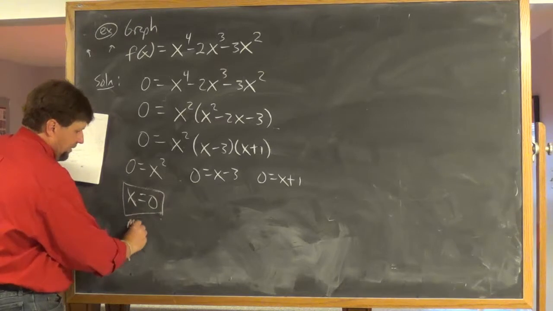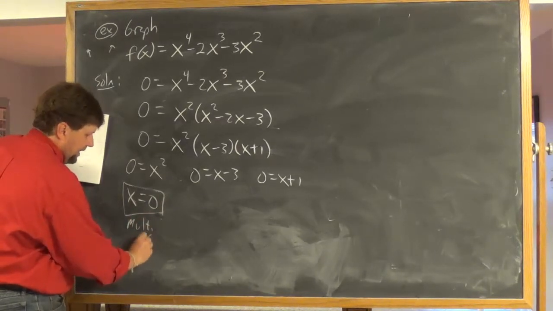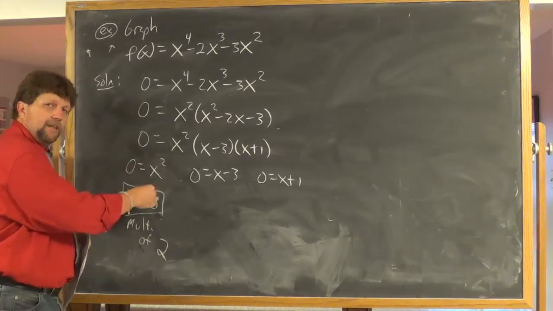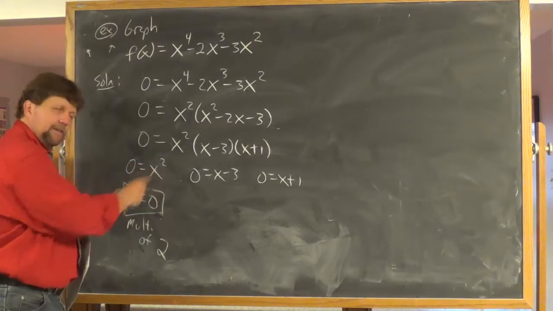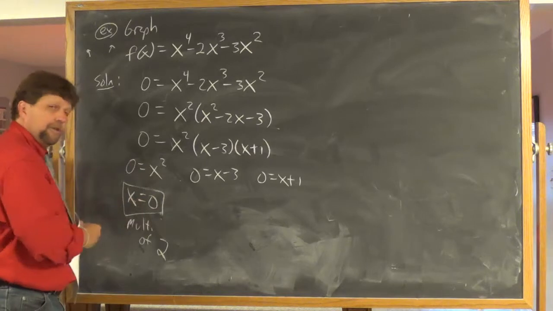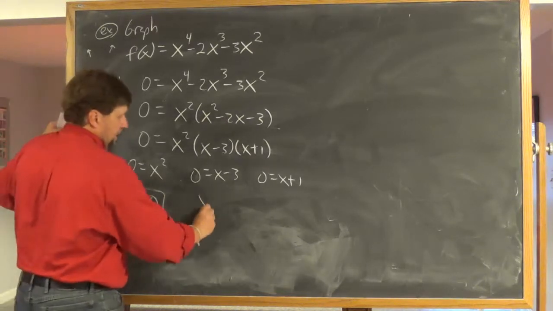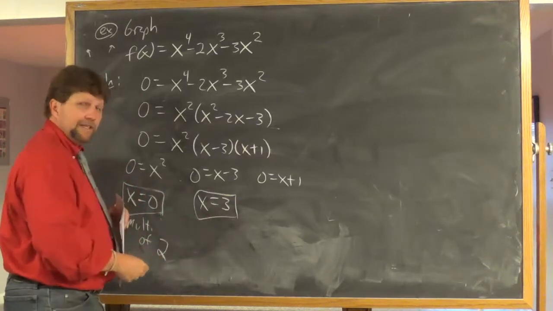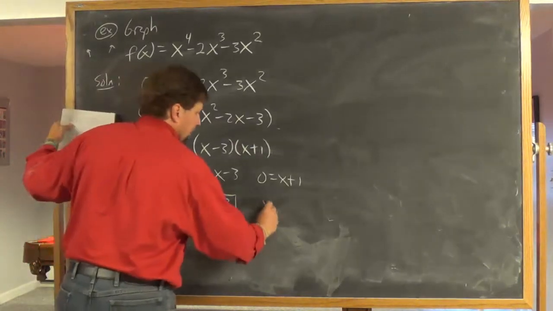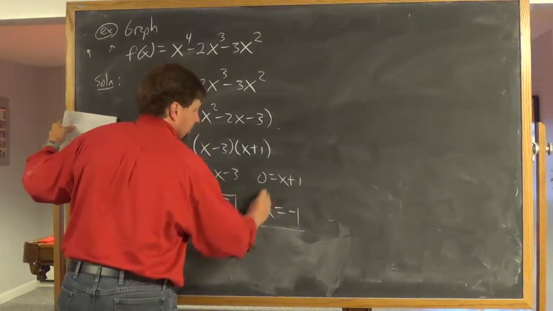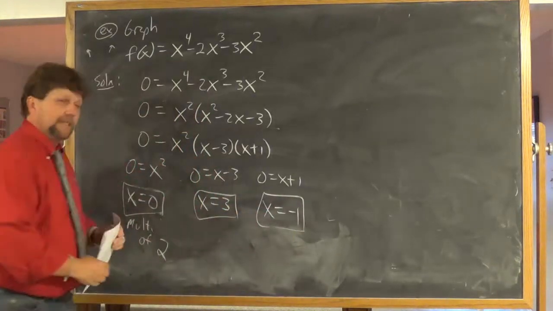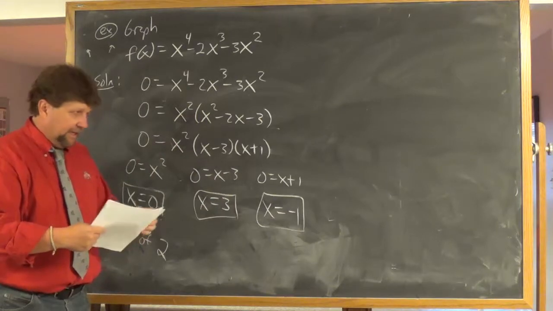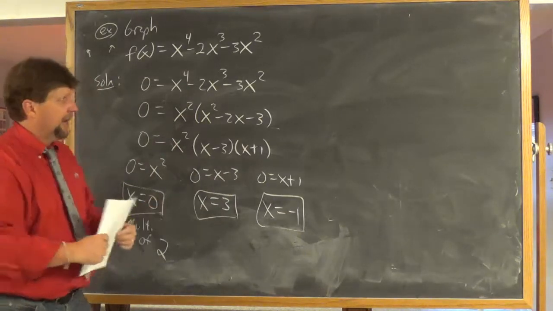And this has a multiplicity of 2. This says x equals 0, x equals 0. That's what x squared means. So this has a multiplicity of 2. Here we have x is 3, and that just has a multiplicity of 1. And here we have negative 1, and that has a multiplicity of 1. It only occurs once.